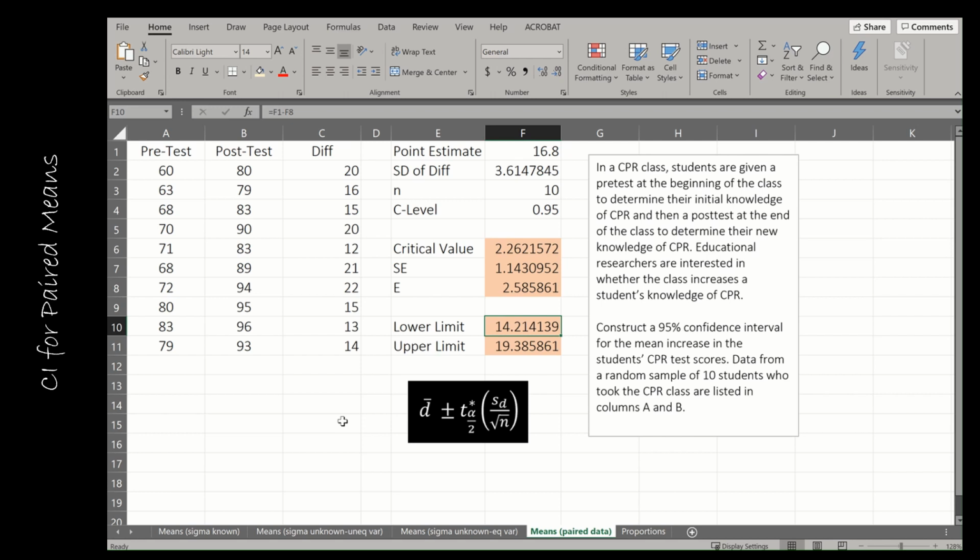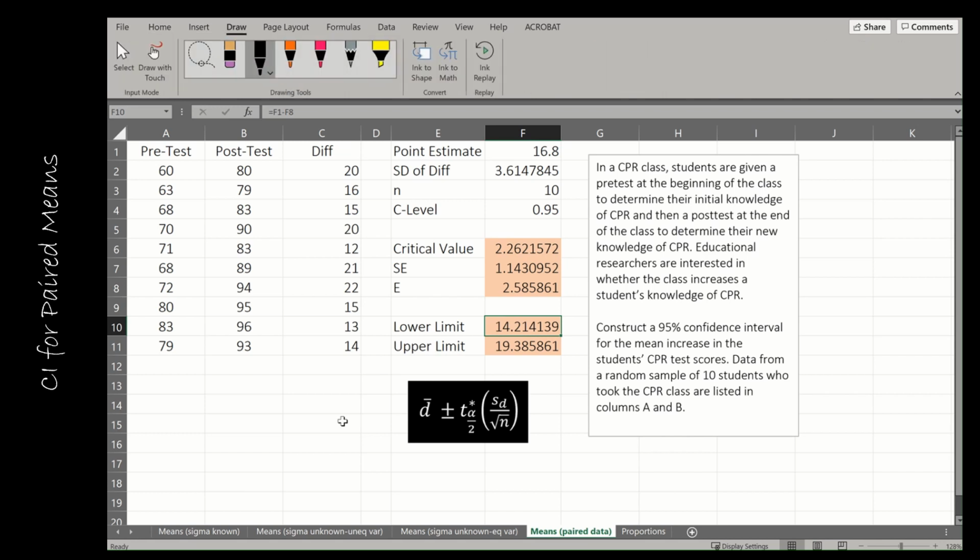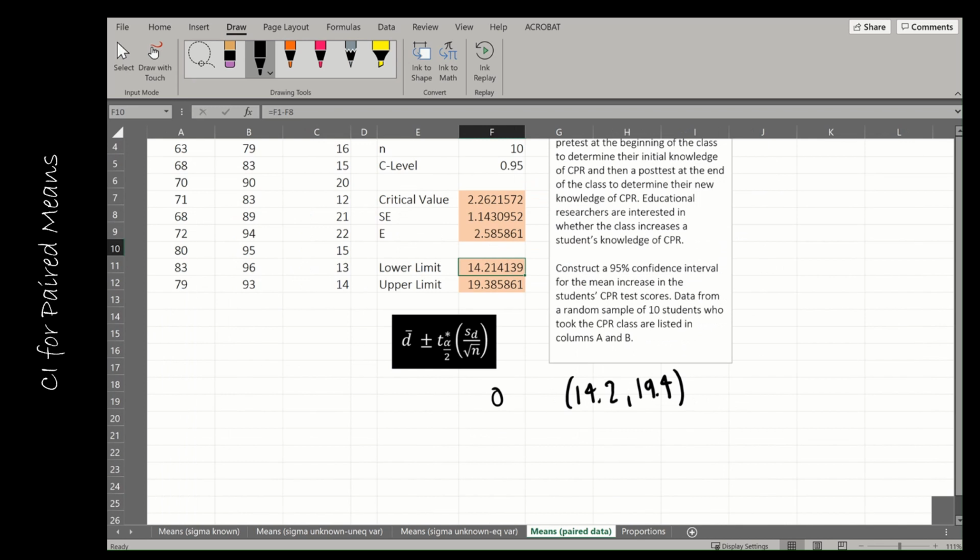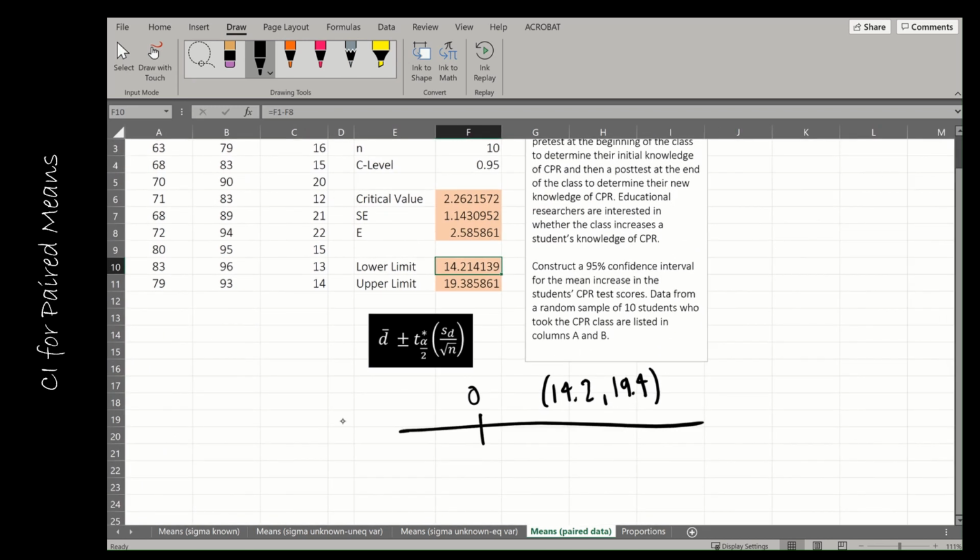And again, the question says, did the students' knowledge increase? So again, what is the interval? The interval is 14.2 to 19.4. As you can see, 0 would be somewhere down here because this is just a number line. So 0's here, and then 14.2 and 19.4. We're saying the true mean difference is somewhere between those two values.